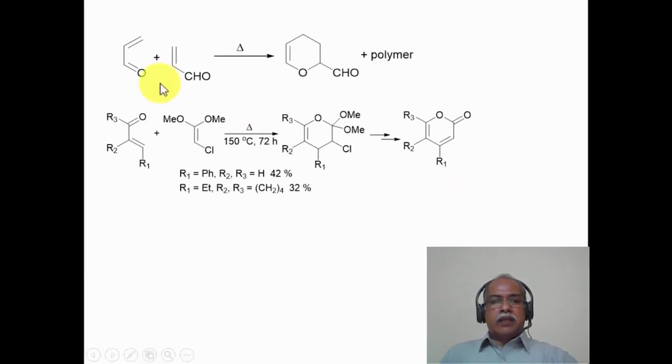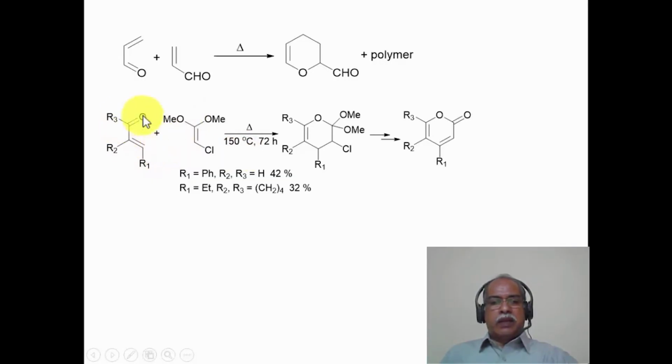Acrolein itself can undergo Diels Alder reaction, where one molecule of acrolein reacts as a diene and another molecule of acrolein reacts as a dienophile, resulting in the formation of a pyran derivative with an aldehyde substituent. This reaction is not synthetically very useful because it also produces polymer. As you can imagine, acrolein is a polymerizable material. Under thermal condition, it can undergo polymerization reaction to produce the polymer also. Nevertheless, acrolein derivatives can be successfully made use of in the Diels Alder reaction.